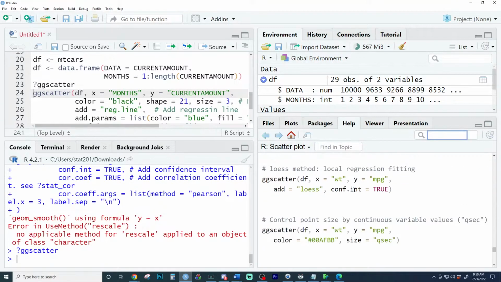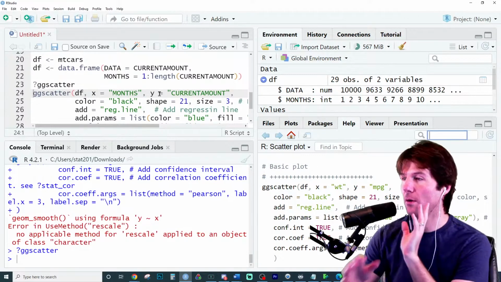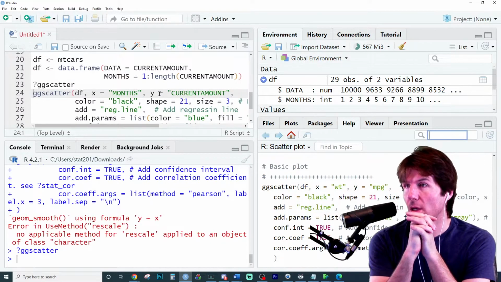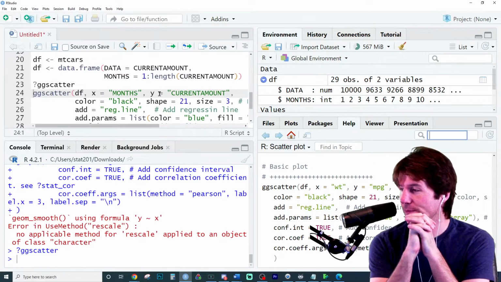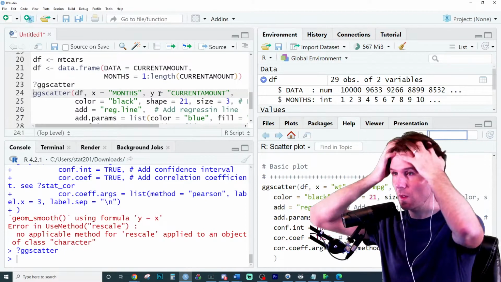Because I thought that would work. X equals weight, Y equals MPG. Oh, 100 points for the error. 100 points for the error. I see it now. What's the error?